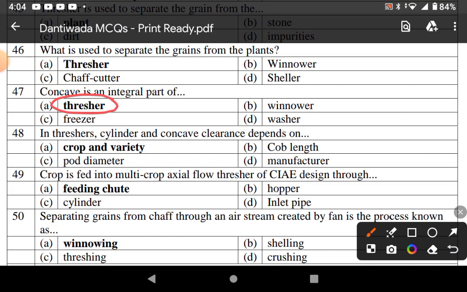In thresher, cylinder and concave clearance depend on crop and variety. Cylinder and concave are two parts of the thresher. Crop is fed into the multi-crop axial flow thresher of CIAE design through the feeding flute.